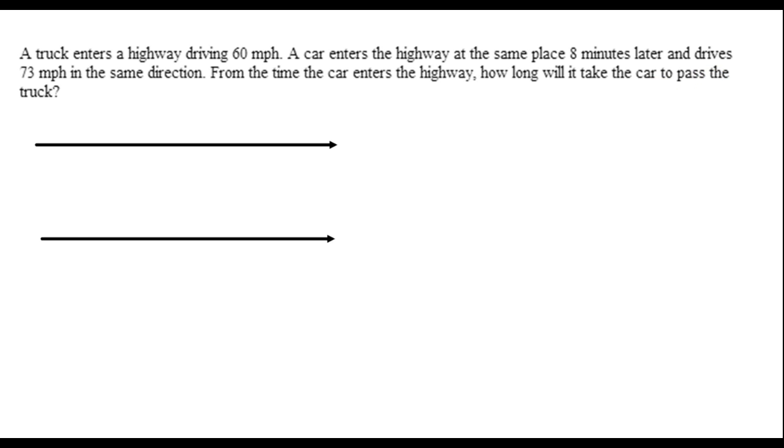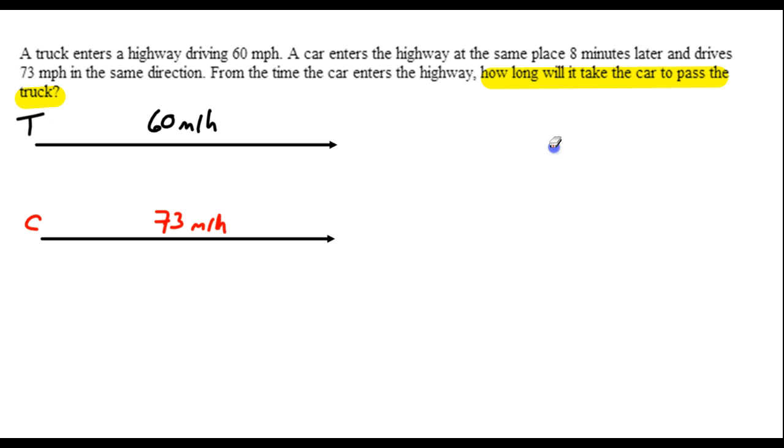All right, so I put these two arrows right here to indicate that we have our truck right here, and then we'll say this is our car. We know something about the speed of both of these guys. The truck has a speed of 60 miles per hour, and the car is traveling faster at 73 miles per hour, which makes sense, since over time the car should catch up to the truck, and that's why we have the question right here. How long will it take the car to pass the truck?